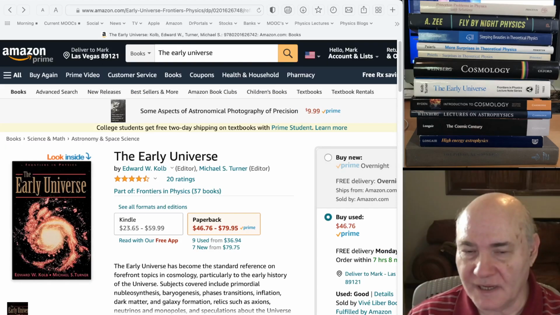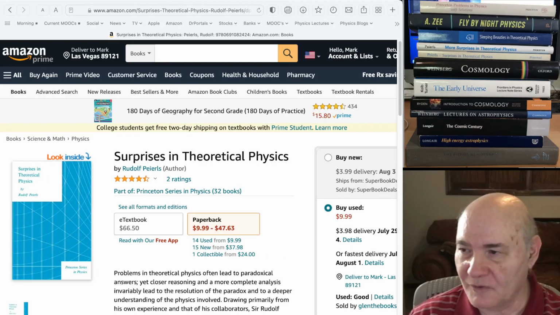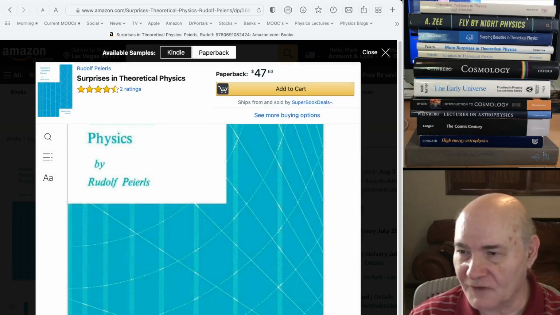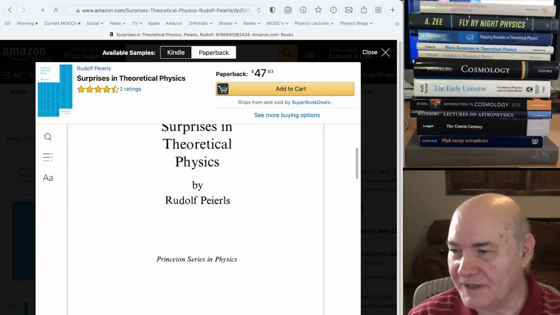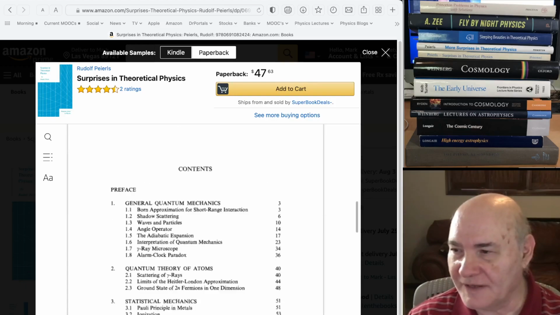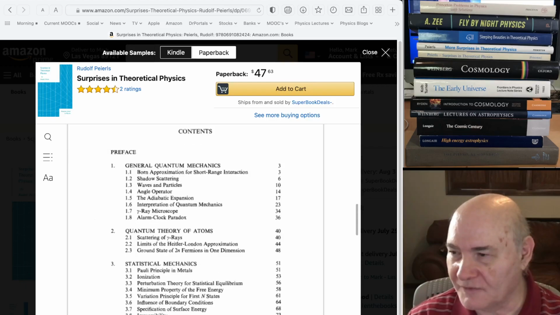So I think that's all I have on astronomy and cosmology. I wanted to add some books that I left out of my previous sequences. This is a book called Surprises in Theoretical Physics. It's one of these very short books, but it has interesting 8- or 10-page pieces on things you wouldn't expect. And you can see what he covers here.